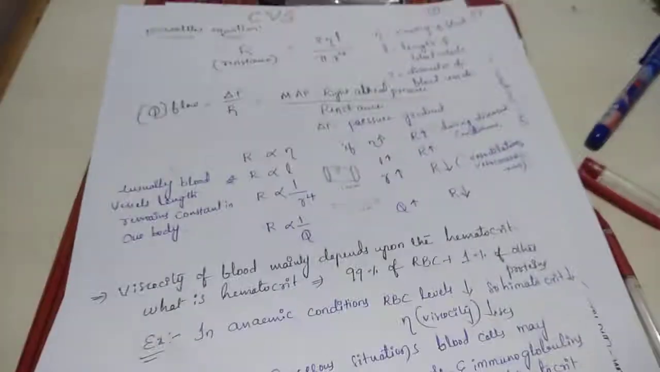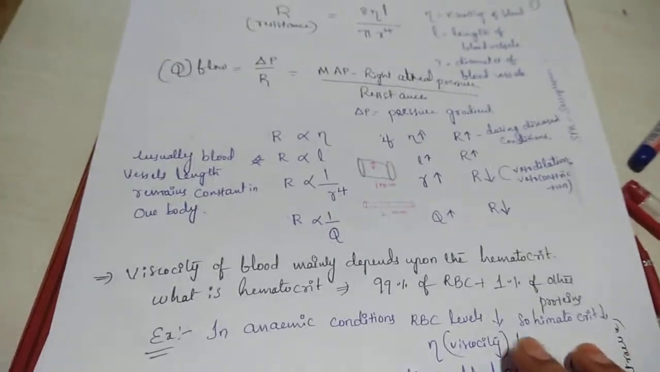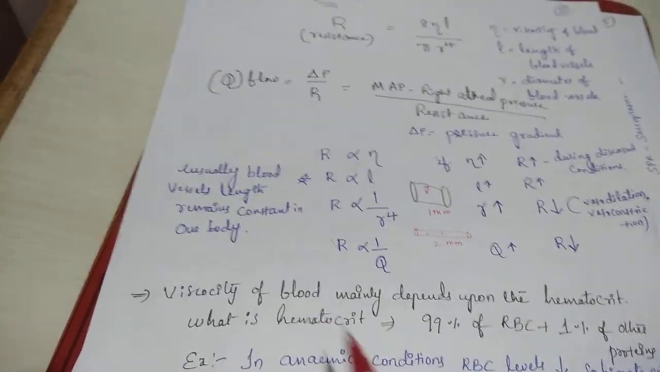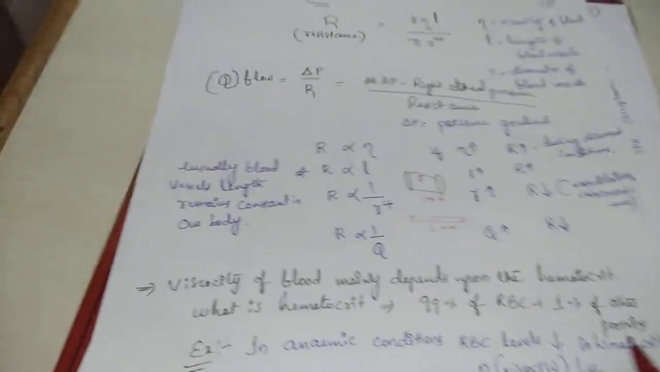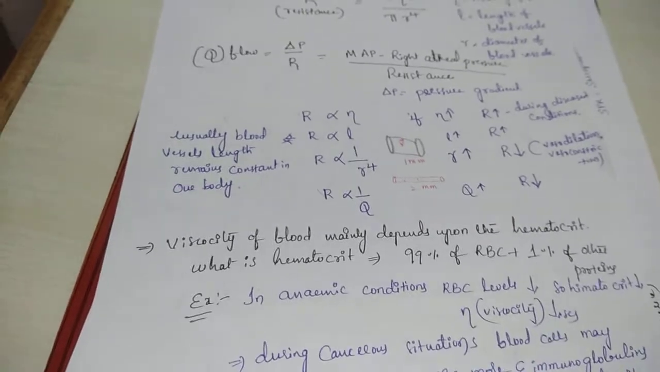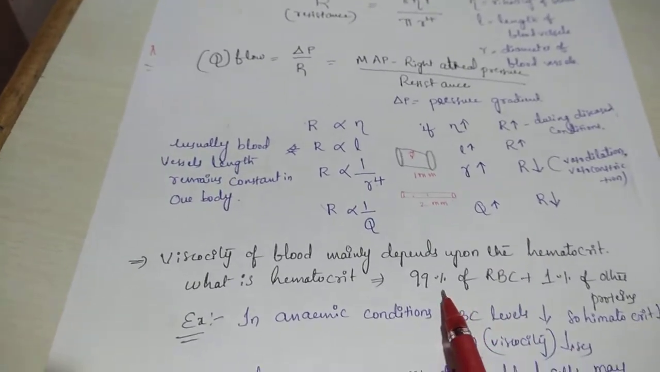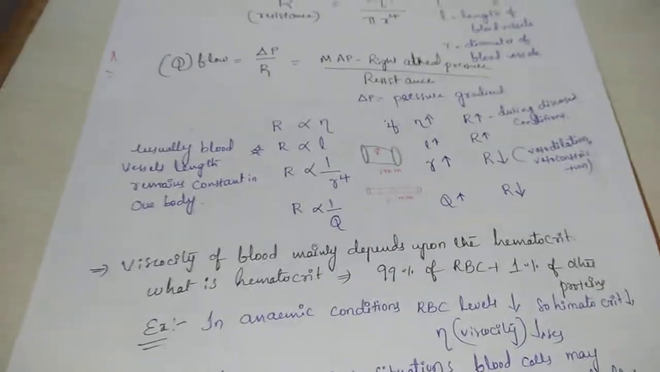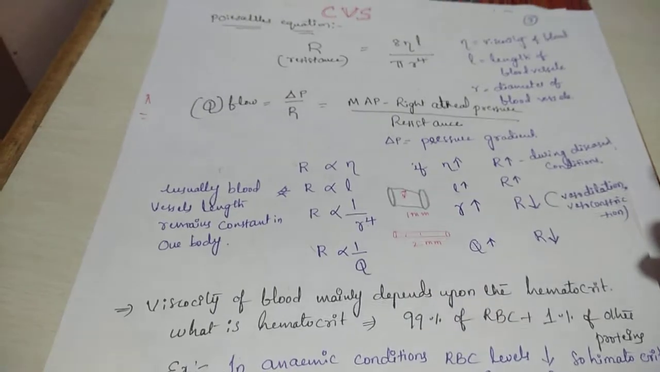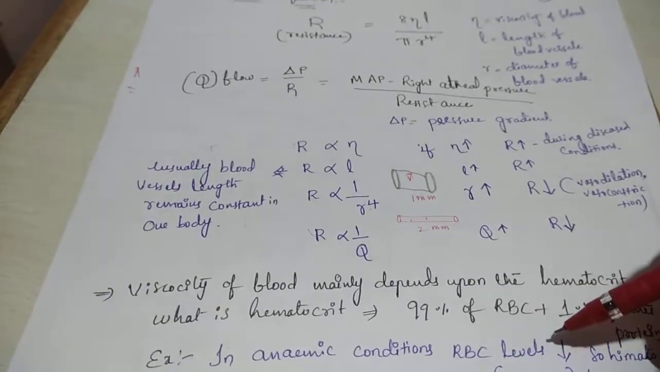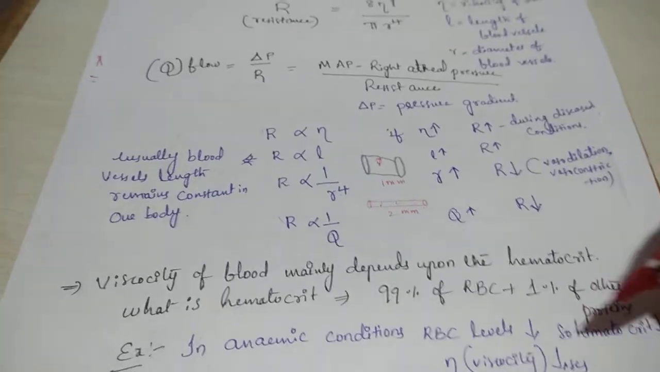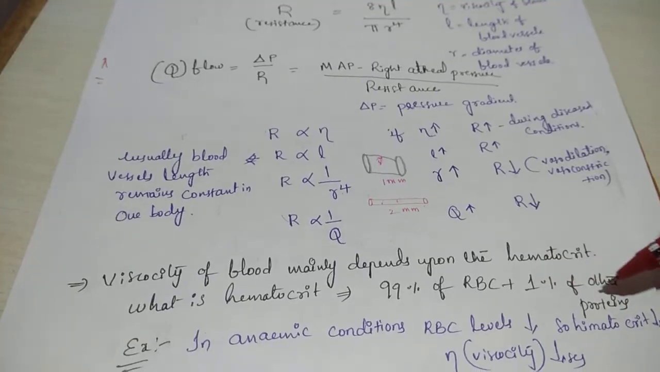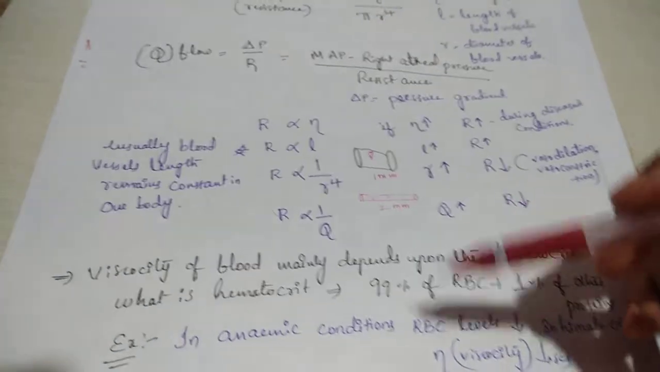So the viscosity of blood mainly depends upon the hematocrit value. What is meant by hematocrit? Hematocrit means 99% RBC plus 1% other proteins. So blood contains plasma and different cells: RBC, WBC, platelets, and other proteins will also be present. 99% RBC plus 1% other proteins is called hematocrit.